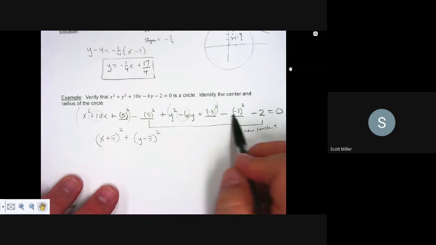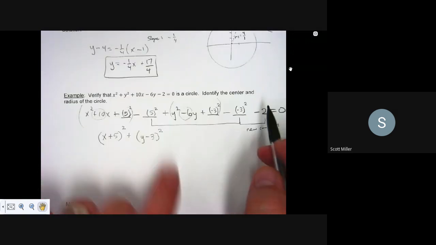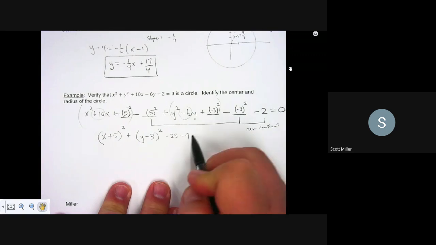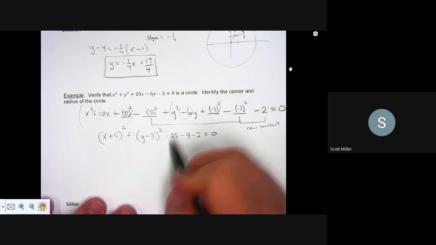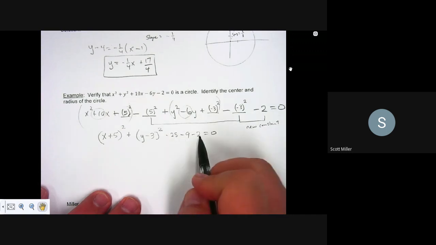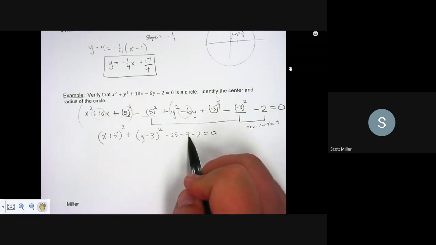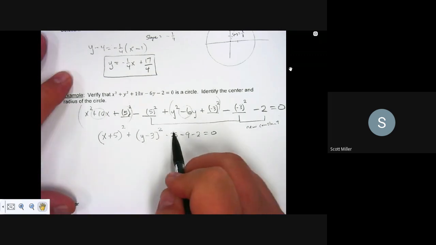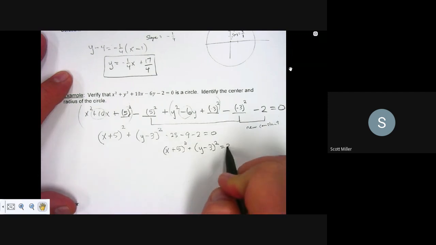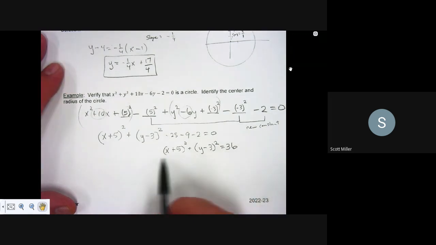Okay, and then we have all these numbers over here that we're doing. So this is minus 25, minus 9, minus 2. So what is that number? We're going to move it to the other side. Okay, so all of these get added up. So 25 and 9 is 34, so that's 36. And we're going to move it over here, becomes positive 36. So we get x plus 5 squared plus y minus 3 squared equals 36. And that is the equation of the circle.